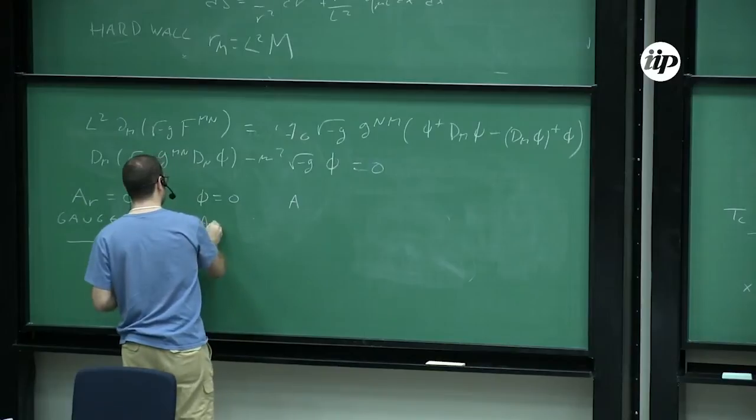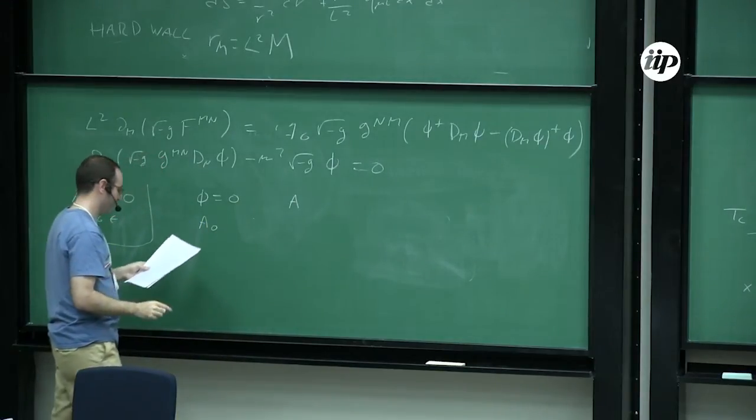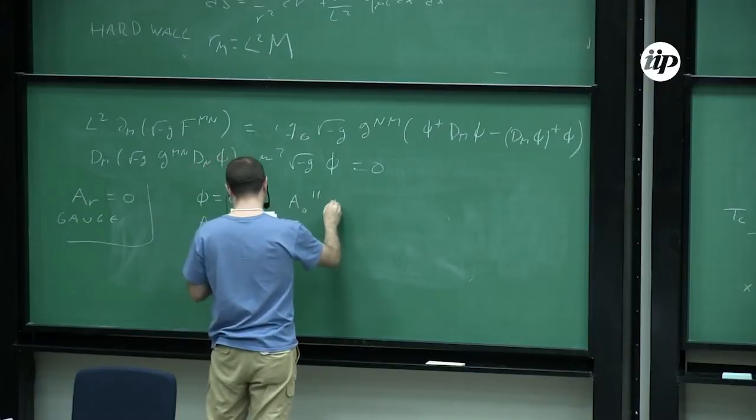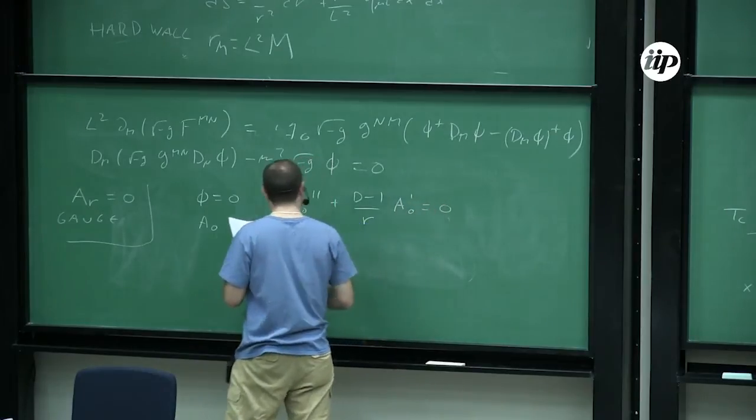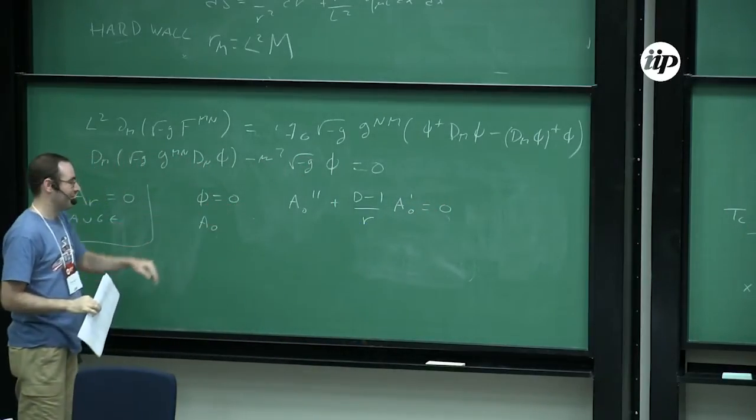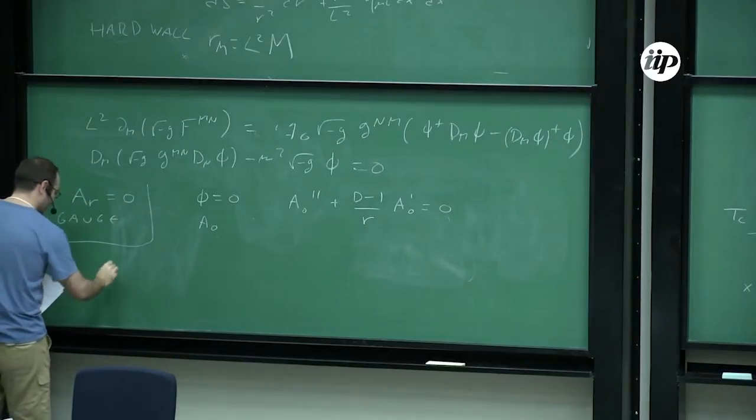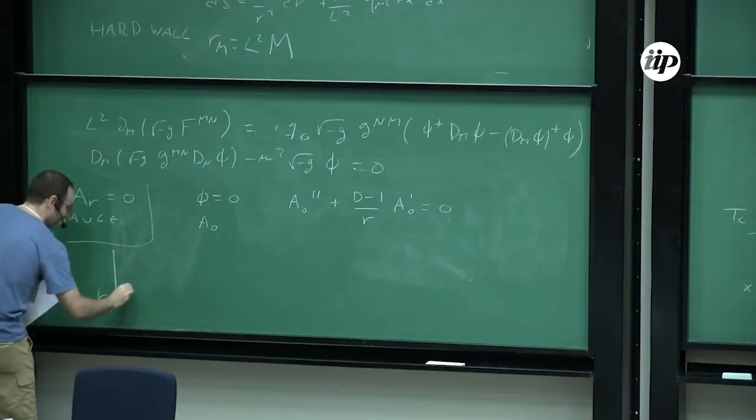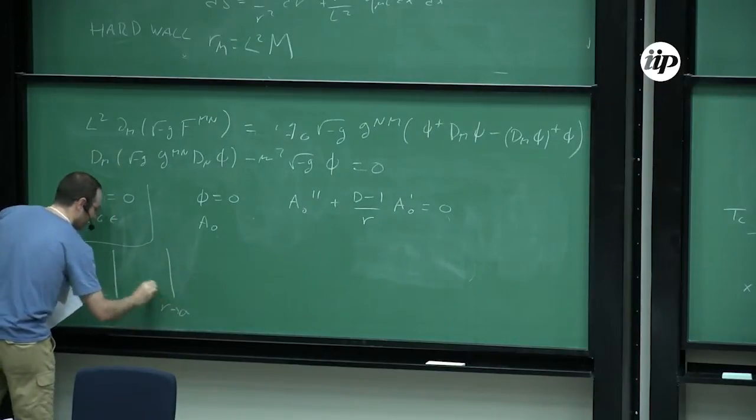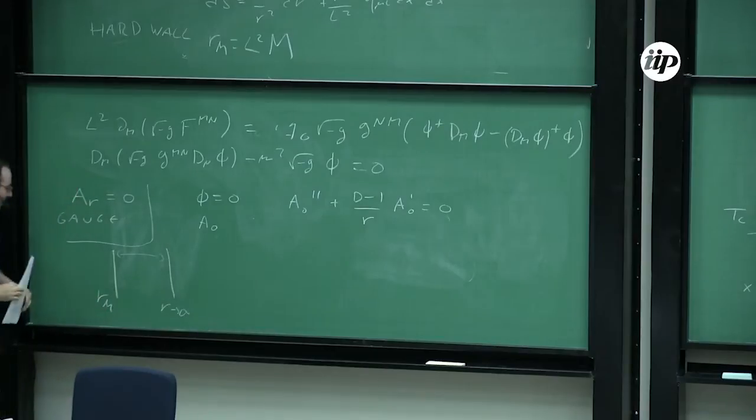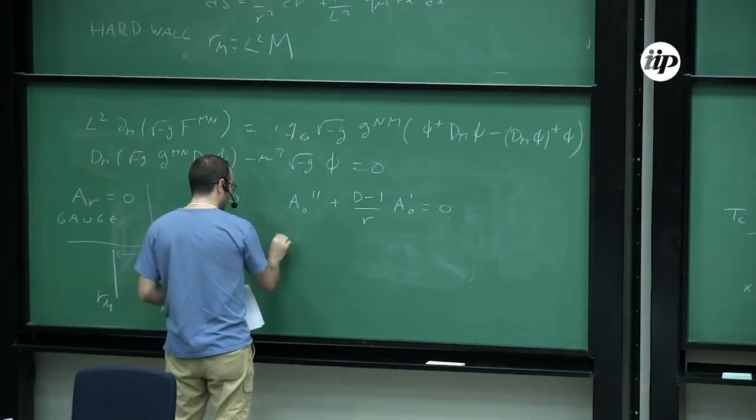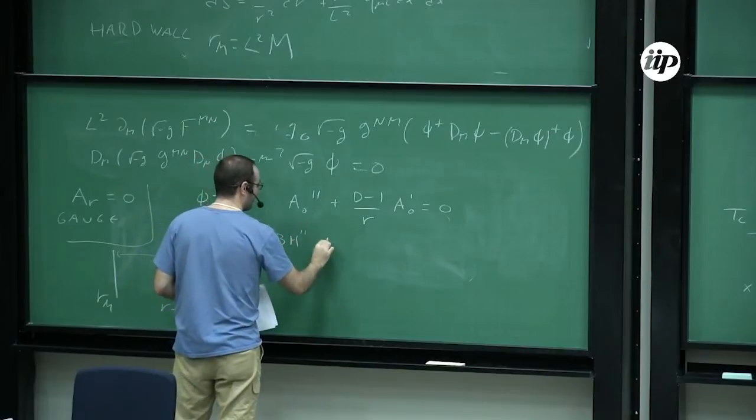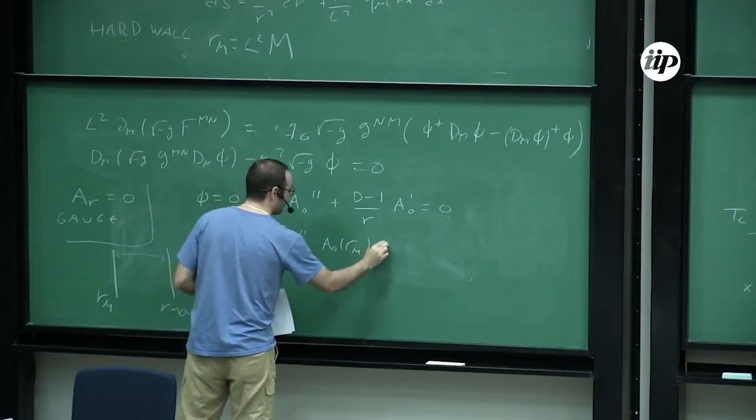I'm only turning on the time component of the gauge field. And the equation of motion is this thing. Okay. In principle, I have two solutions. Now, I told you that I have some kind of hard wall, and then here the boundary. So I'm living in this space. And I have to specify the boundary conditions for the fields on this hard wall. So something that will look like the black hole will be to set the value of the gauge field at the hard wall equal to 0.